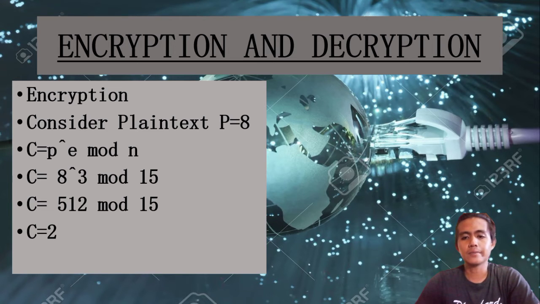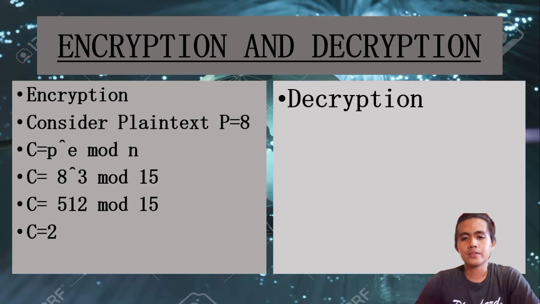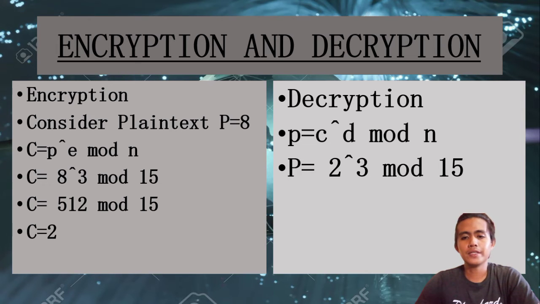For the decryption, we can use the formula P is equal to C raised to D mod N. So P is equal to 2, which is the ciphertext, raised to 3, which is the value of the private key, mod 15, which is the value of 8.